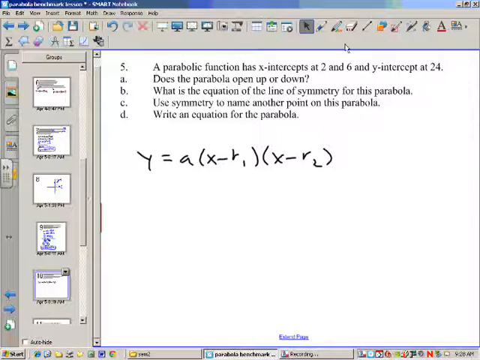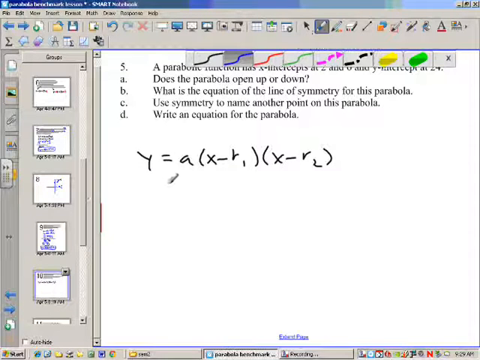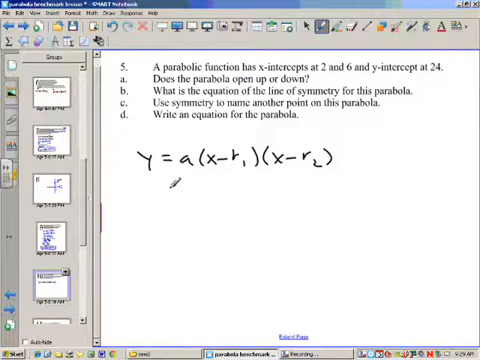Identifying our key information here, we see the roots, root 1 and root 2, are 2 and 6. So a we still don't know. We'll put some parentheses. We're going to plug in everything except a, so I'll put minus 2, minus 6. A little bit deceiving. I can tell the y-intercept.